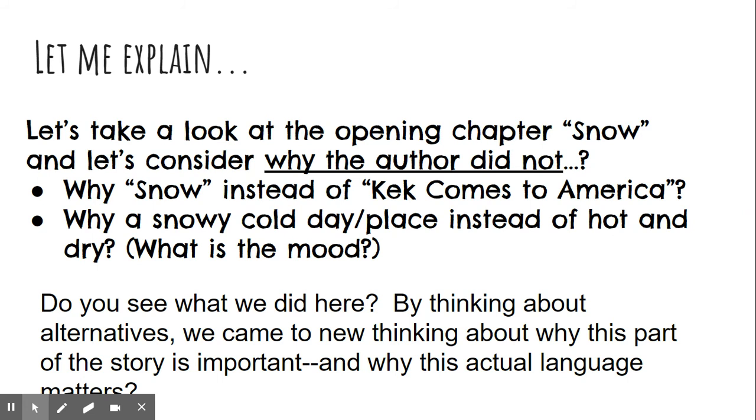So by thinking of what Catherine Applegate did and thinking of alternatives, what if she had Keck show up in Arizona in a desert climate? Do you think the story would start off different? Would we have a different plot after that? Why is this important that she had him in the snow?